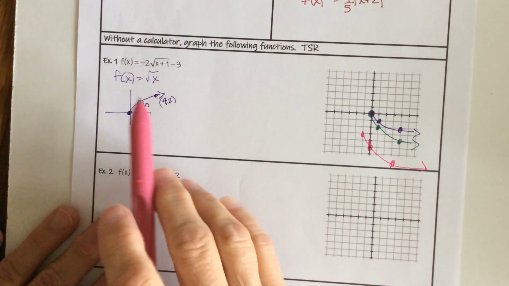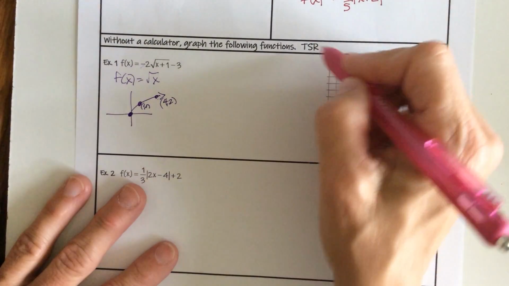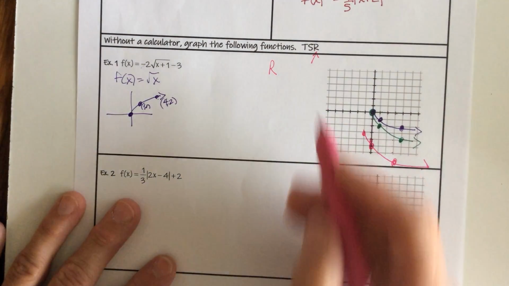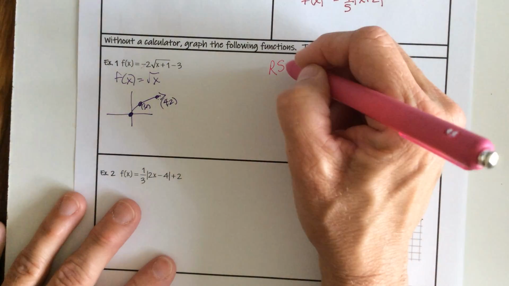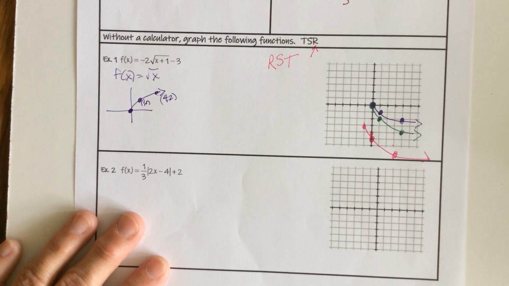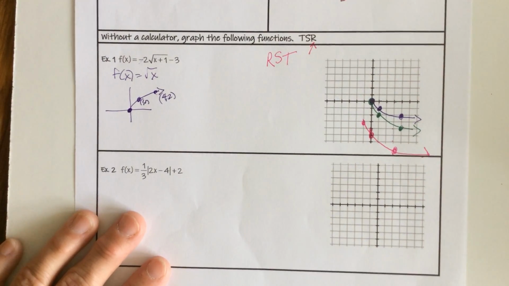So I took care of the reflection first, so R. Then I took care of the scale, and then I took care of the translation. Okay?